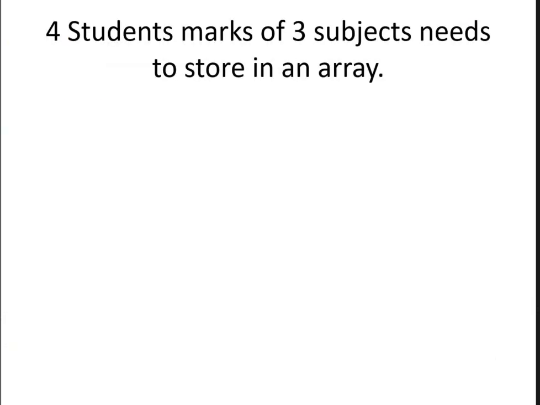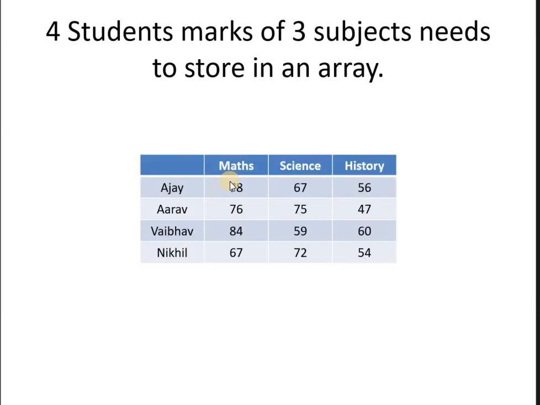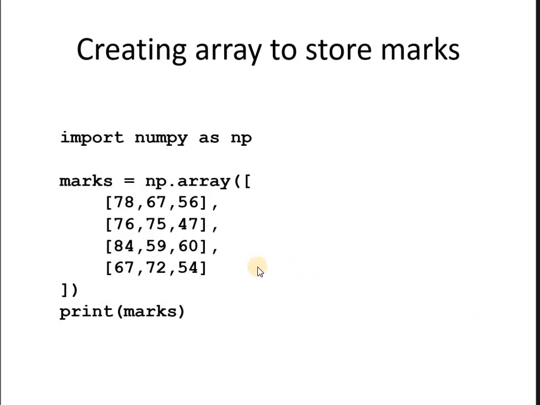Now consider a table showing marks obtained by students in 3 different subjects. Let us create an array called marks which will store marks of 4 students in 3 subjects as shown in this table. As there are 4 students, we will require 4 rows, and 3 subjects' marks are there, so there will be 3 columns. The array is called marks 4 by 3, right? 4 rows and 3 columns.